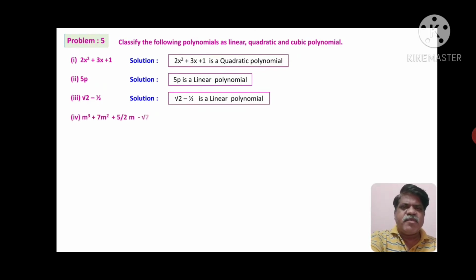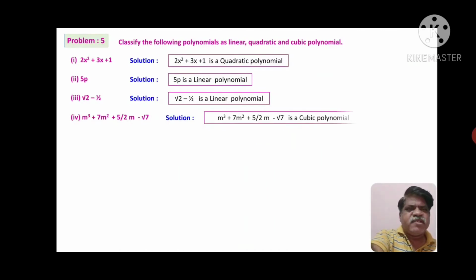Now the fourth, m cube plus 7m square plus 5 by 2m minus root of 7. Friends, here you could see that m cube plus 7m square plus 5 by 2m minus root of 7 is a cubic polynomial, since the power is 3 here, or the index is 3, the highest index.